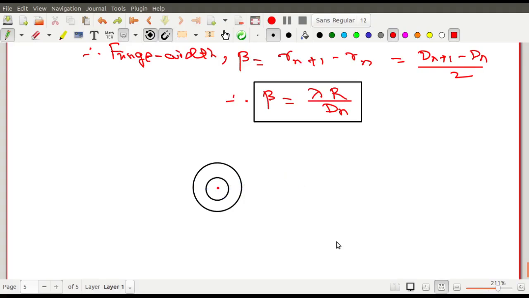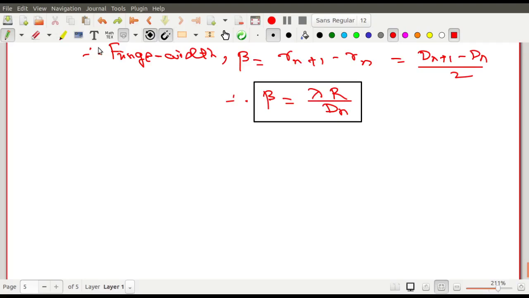The important issue is not this divide by 2. The important issue is that this beta is dependent upon the diameter of the ring, and the diameter of the ring again depends upon n. If it is the dark ring, it depends upon the square root of natural numbers, and if it is bright rings, it depends upon the odd natural numbers. As you are going towards the outer sides, the diameter is increasing. So as the diameter increases, the fringe width decreases, and this is completely visible in the experimental arrangement.